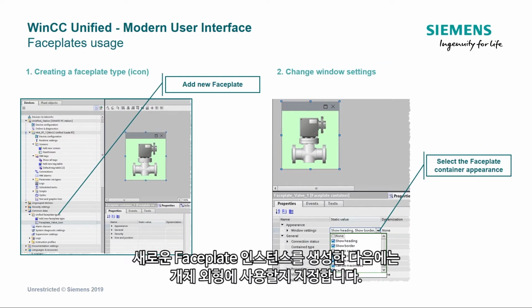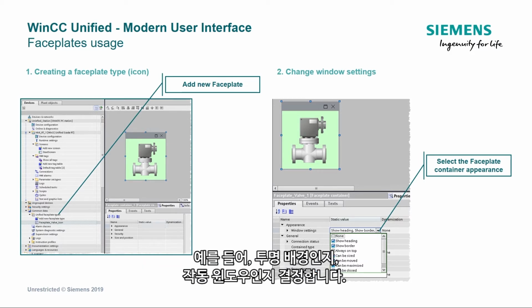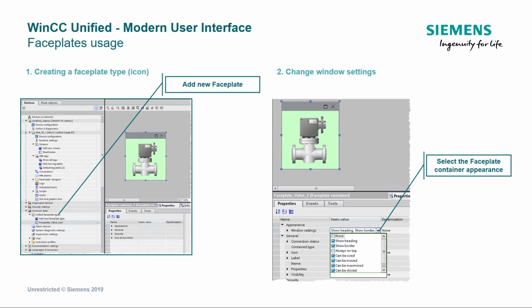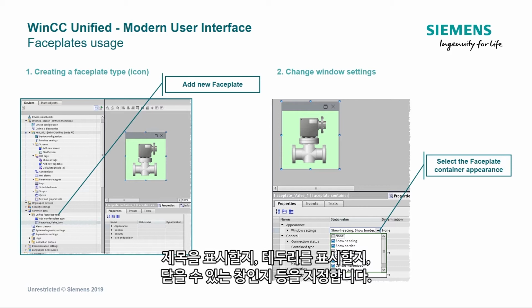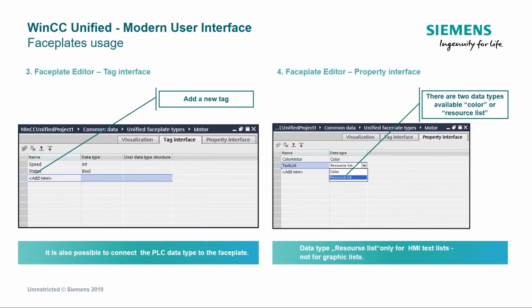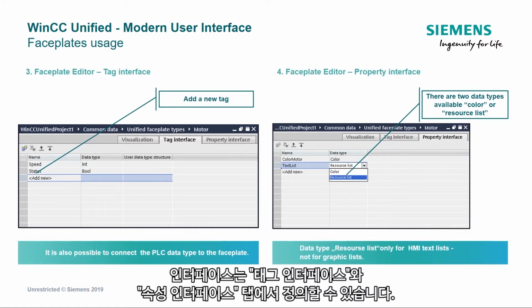After creating a new faceplate instance, we specify whether it is about the appearance of an object, like transparent background, or an operating window. In the case of the latter, properties can be defined, such as show heading, show border, can be closed, and so on. The definition of the interface is made on the Tag Interface and Properties Interface tabs.